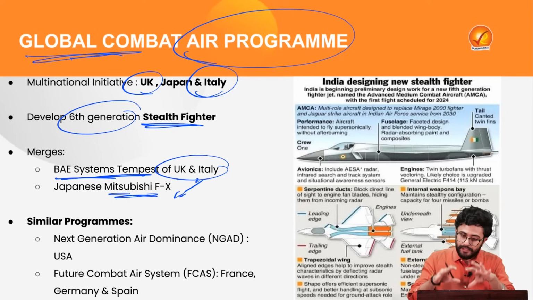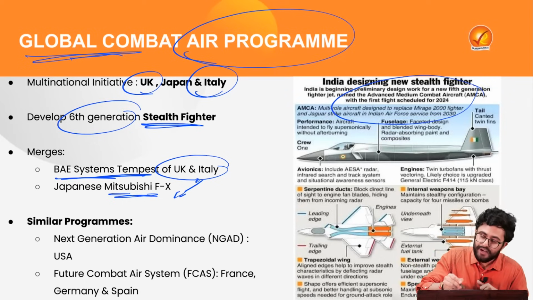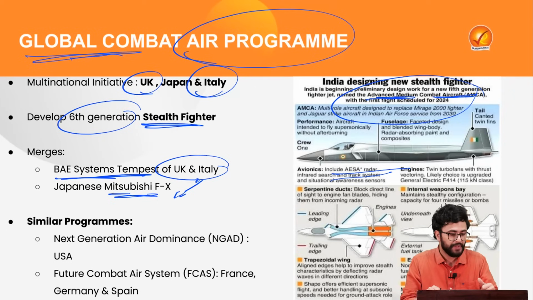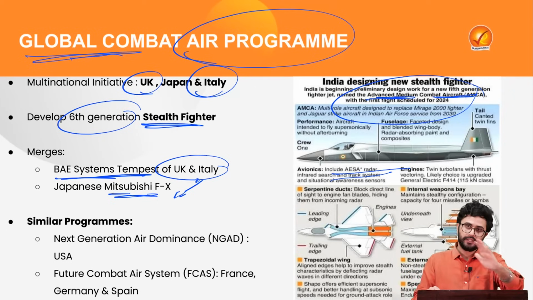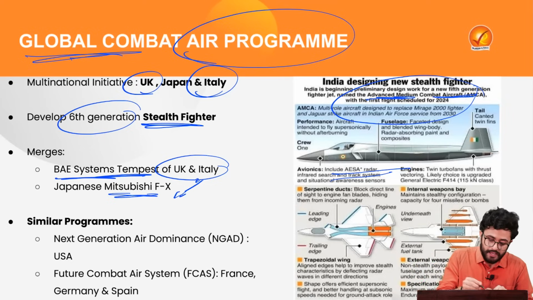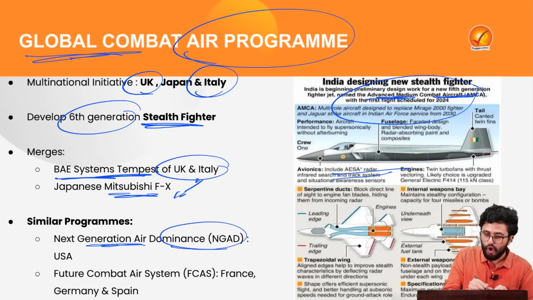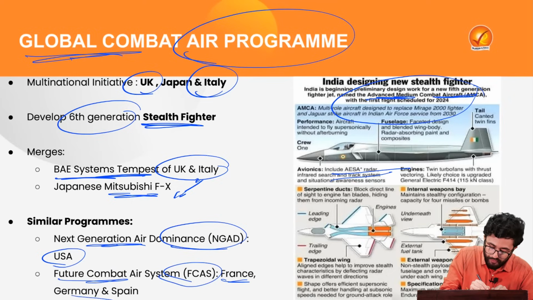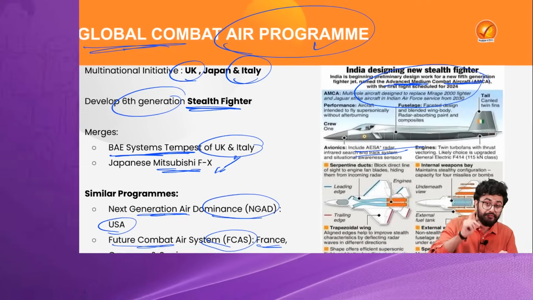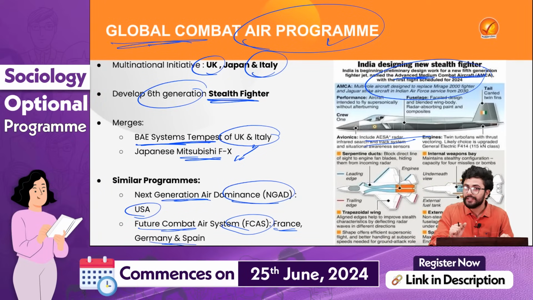Keep this in mind that till now India only has a 5th generation stealth fighter, that is the Advanced Medium Combat Aircraft, AMCA, which has also been recently in the news. The other similar programs of other countries trying to develop a 6th generation stealth fighter are the Next Generation Air Dominance of USA and the Future Combat Air System of France, Germany and Spain. Thus, keep this program very dear to you for the upcoming prelims examination.